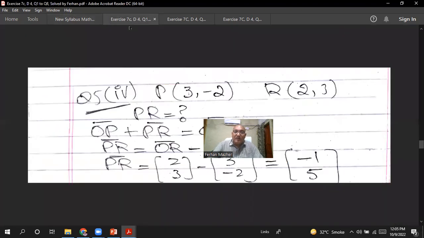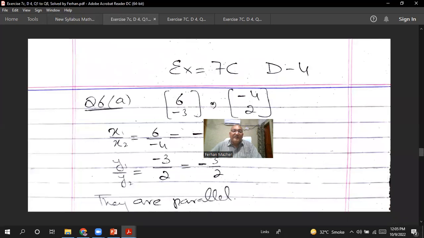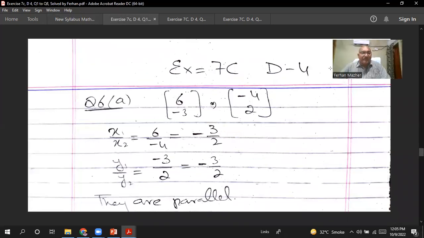This is question number 6, A part. For example, here you can see these are the two vectors given. So I will take x1 by x2. That will be 6 by minus 4, and the ratio is minus 3 by 2. I will take the ratio of y1 with y2, and that will be minus 3 divided by 2. So the ratio is minus 3 by 2. You can see both the ratios are the same. If both the ratios are the same, the vectors are parallel. So these two vectors, which are given in column vector form, are parallel to each other. So that was question number 6, A part.